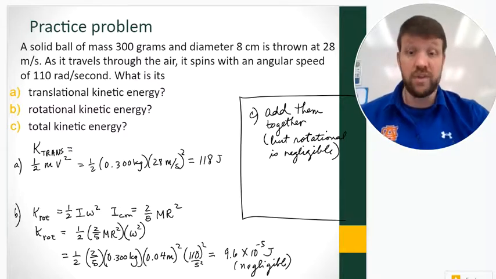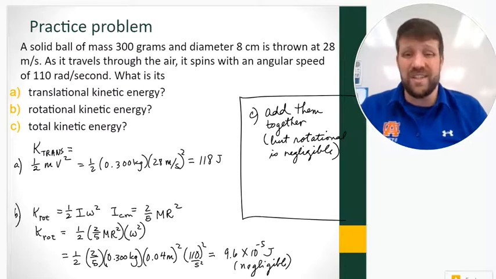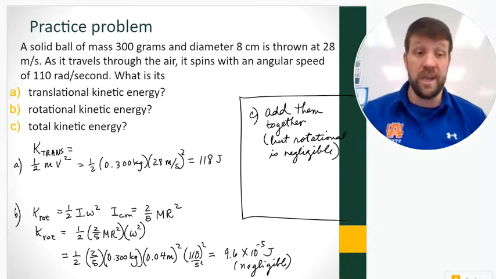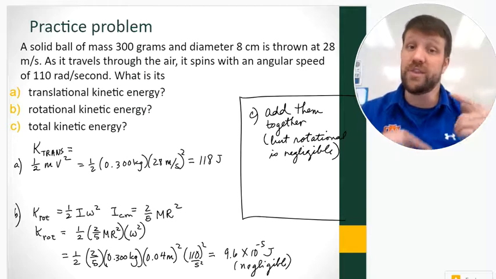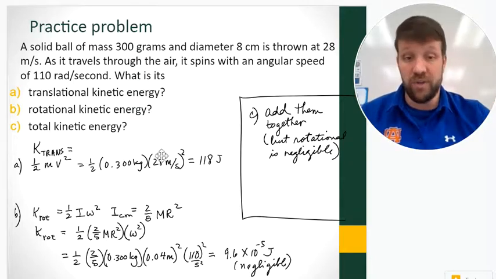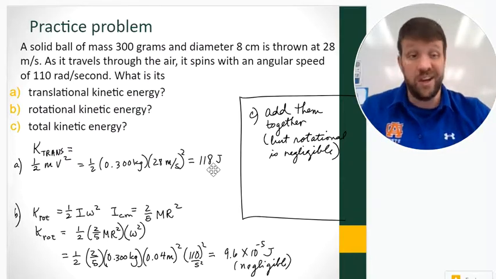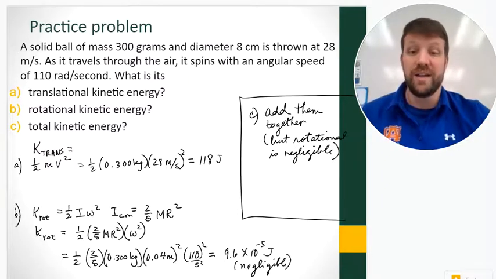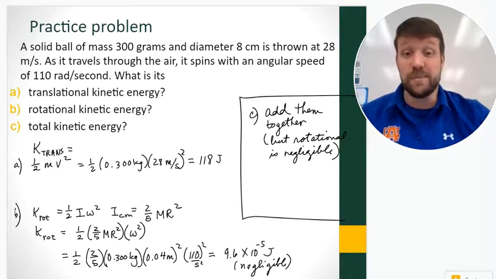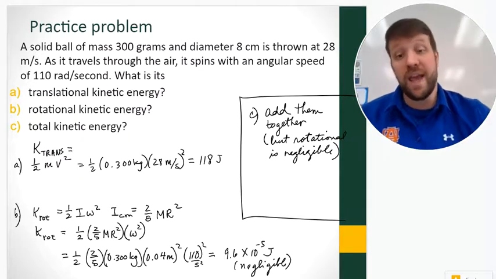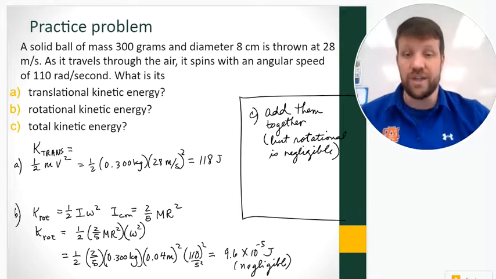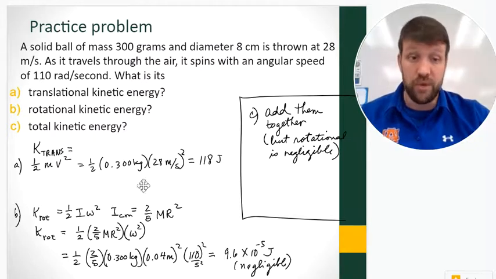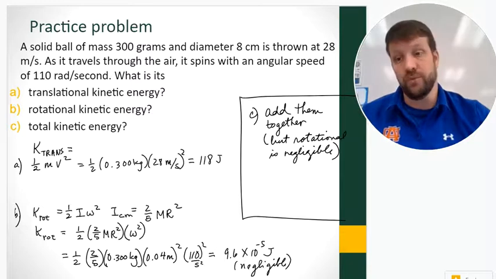Right there, we're squaring this value, and we end up with a very, very small rotational kinetic energy. And what this tells us is, okay, this object moving from A to B generates a lot more energy than the spinning it has as it does that. So really, we're going to have 118 as our total here in this case because it's a very uniform shape and because the velocity at which it's traveling, 28 meters per second, is much more significant than the spin, 110 radians per second. We're going to have mainly in the end here translational kinetic energy, but we can find both. And in this case, the rotational one just happens to be negligible.